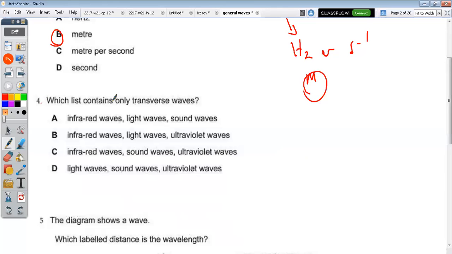Which list contains transverse waves only? So what are you eliminating, if the question is like that? What did we say is the only longitudinal wave in physics now? There's only one longitudinal wave. Are you reading your notes? Only one longitudinal wave. What is it?